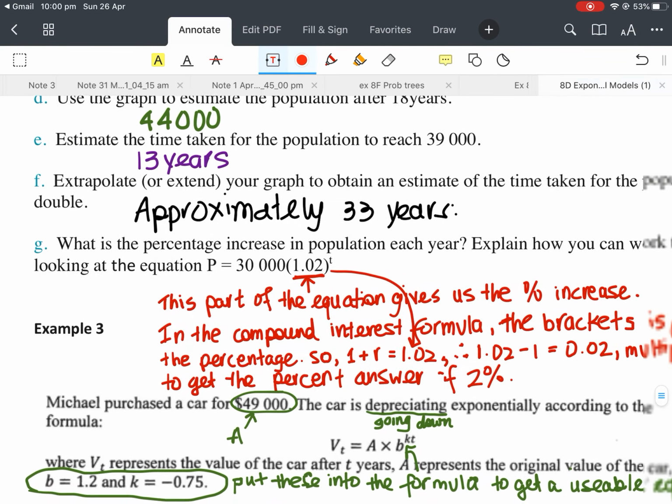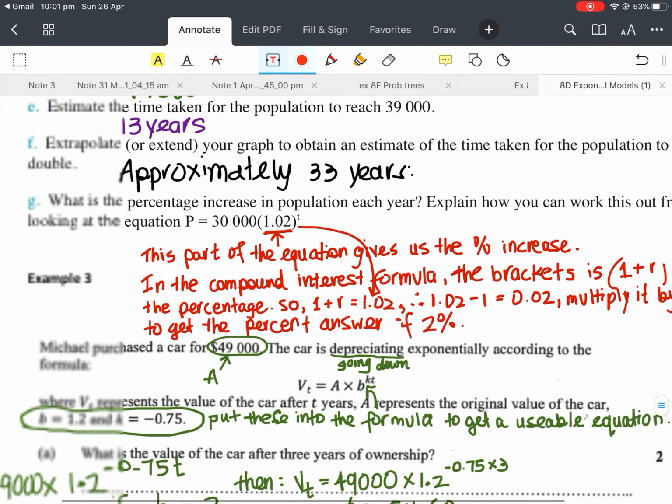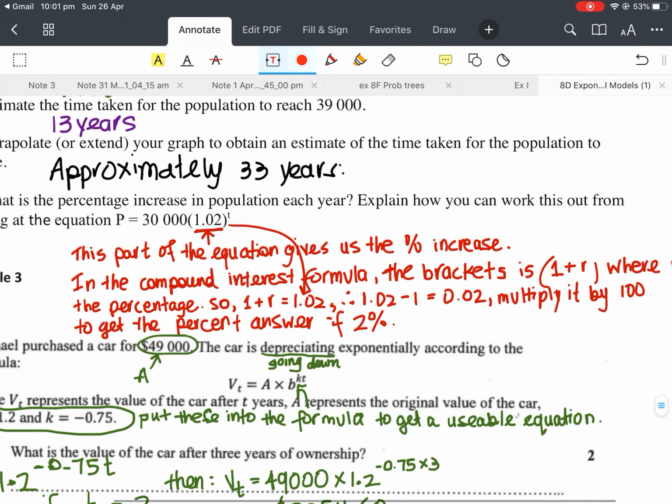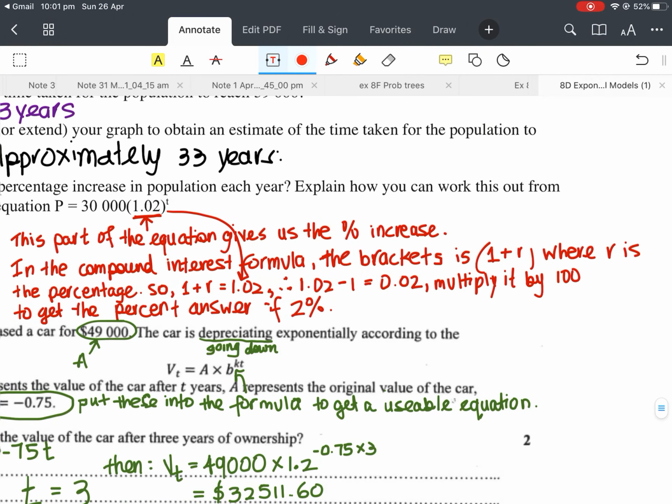Now G is a bit tricky. G says, what is the percentage increase in population each year? Explain how you can work this out from looking at the equation. Alright, so if you remember the good old compound interest formula, then the part of the equation that gives you the percentage increase is the bit that's in the brackets. So in the compound interest formula, the brackets is 1 plus R, where R is the percentage. So if inside our brackets it's 1.02, then that's the 1 plus R section.